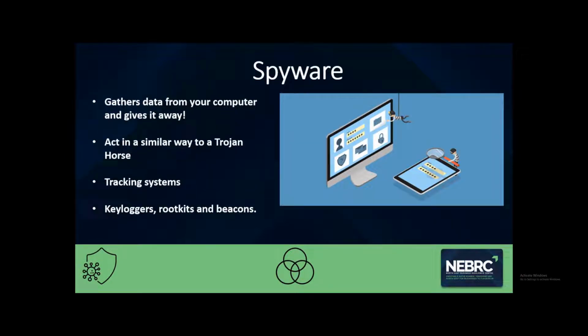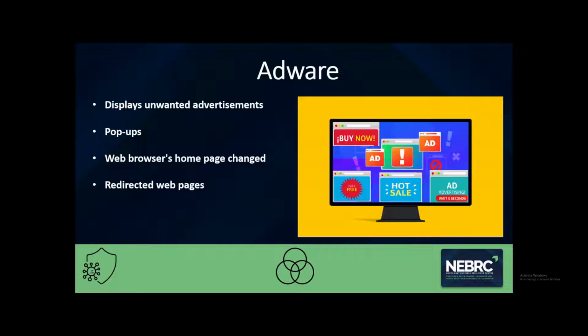Another well-known type of malware is spyware. This malware gathers information from your computer and sends it back to the attacker. This can be anything from programs called keyloggers that log the keys you press on your keyboard, making it very easy to gain access to your passwords, to programs that will give the attacker complete remote access to your computer.